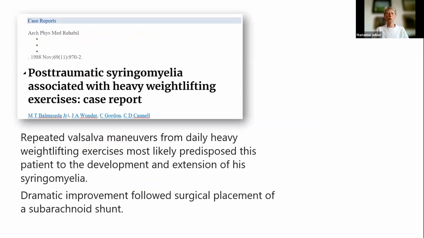Another case of heavy weightlifting, again a single case report, concluded that repeated Valsalva maneuvers from daily very heavy weightlifting exercises probably predisposed this patient to development and extension of his Syringomyelia. It's not possible to know whether he actually had it in the first place and whether he then became symptomatic due to this.